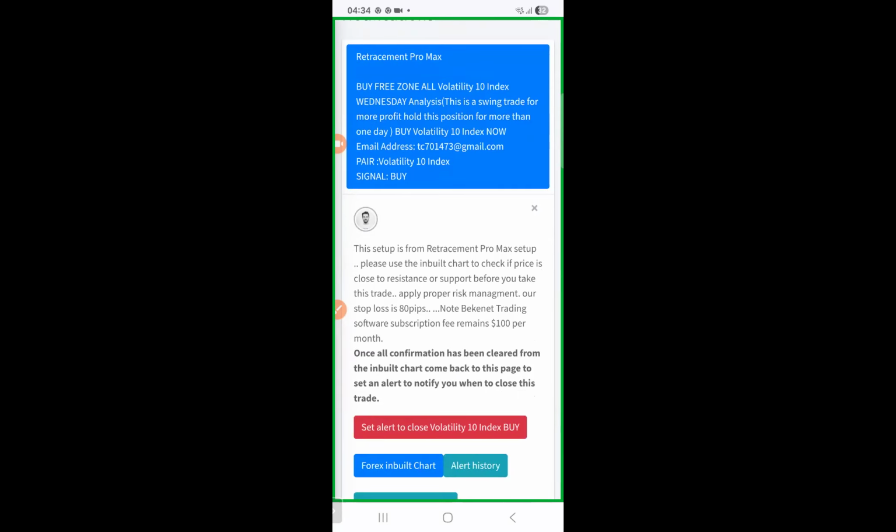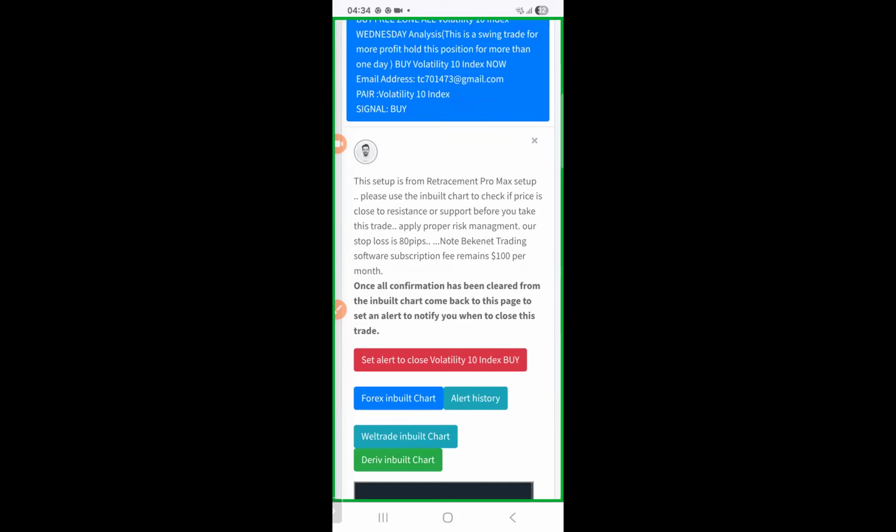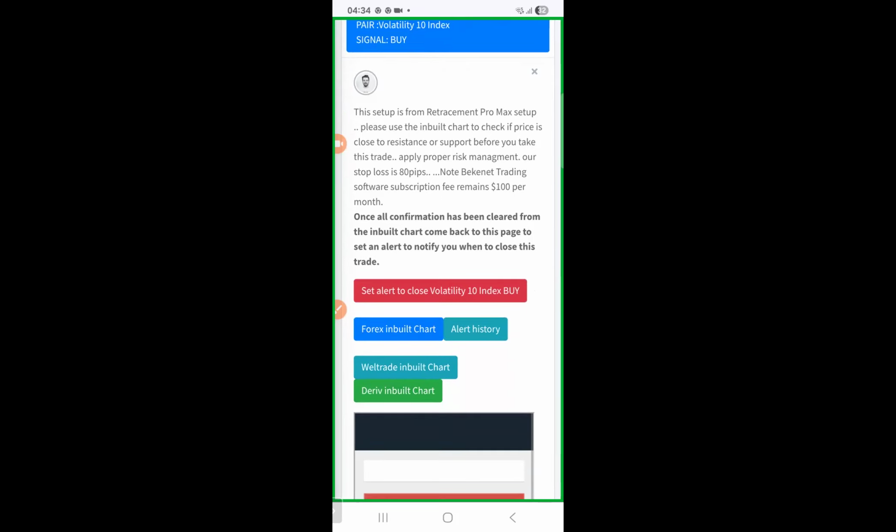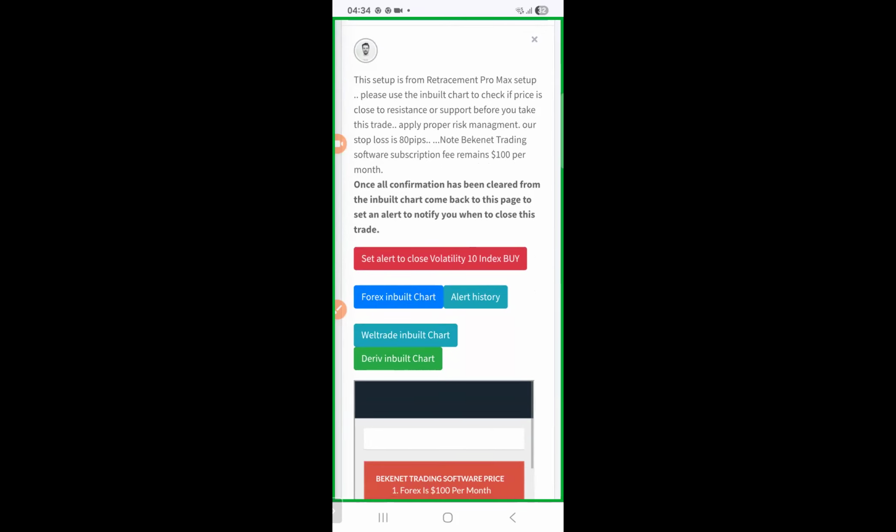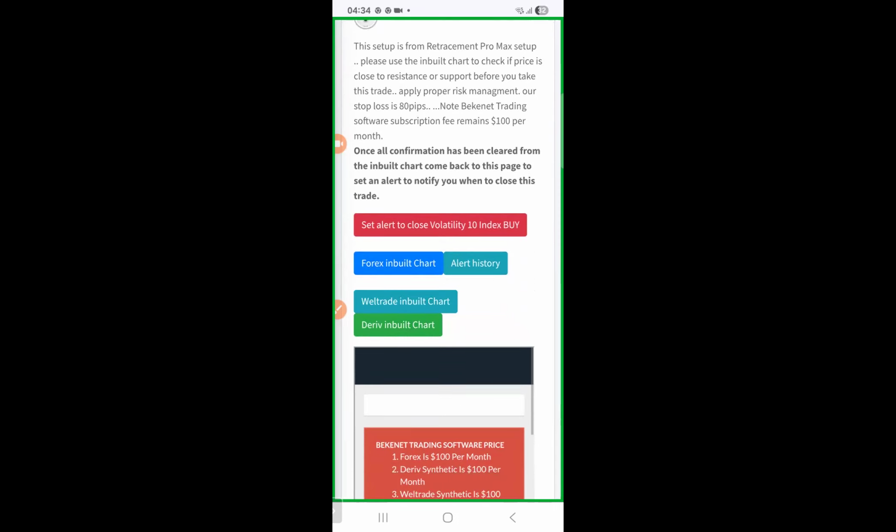And I checked it on my TradingView, which I'm going to go through now. So what do we do next? Because this is Deriv synthetic indices, and this phone takes a combination of forex, synthetic indices, and web trade volatility, I go to Deriv. Look at this, can you see Deriv? If you don't see it here, look at it. You can see the Deriv inbuilt chart, so I'm going to tap on it.